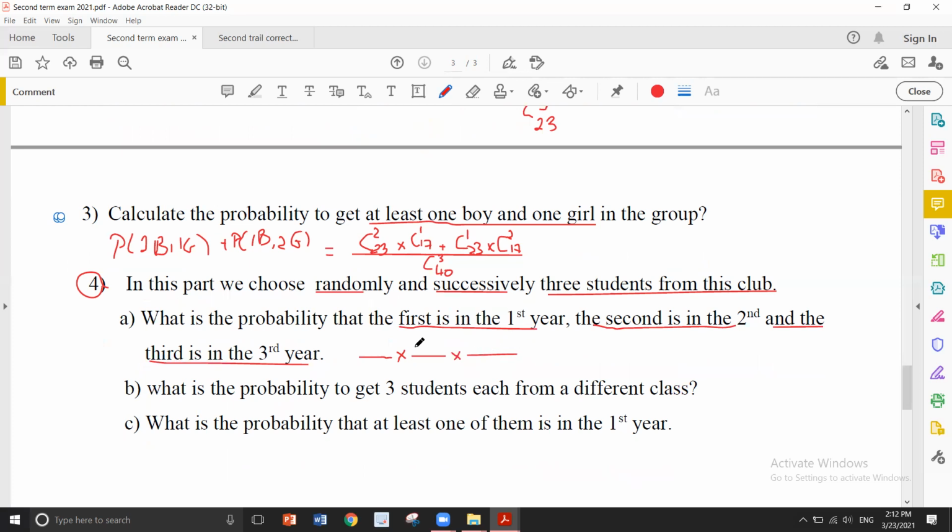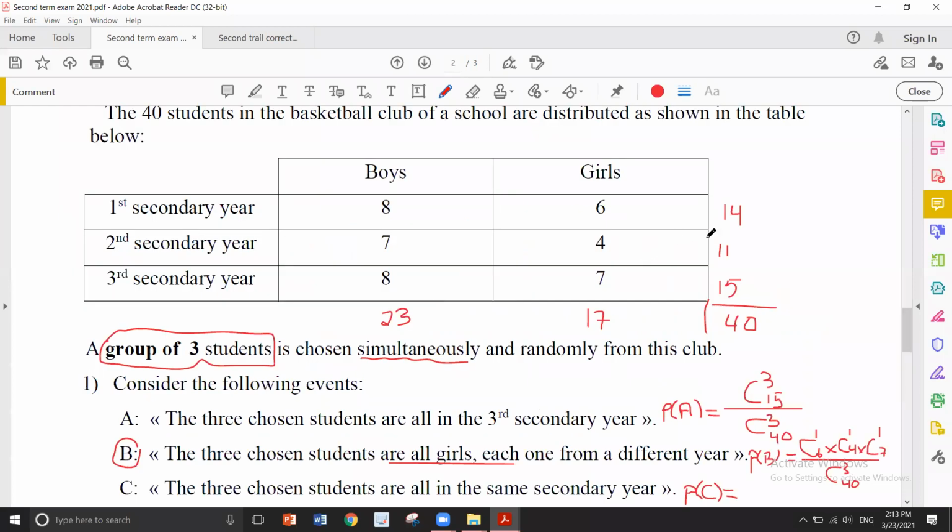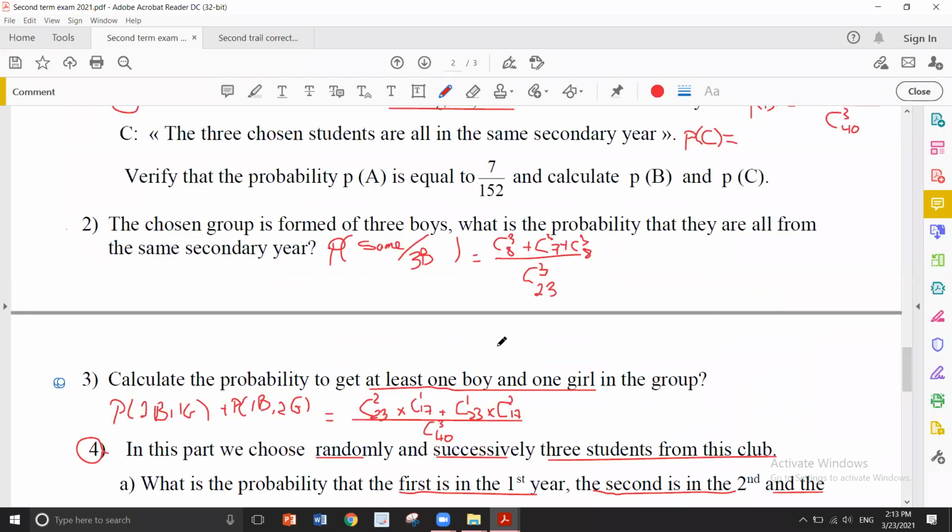I put 3 overs. Total here is 40 for the first student. Second student is 39. And this is 38. I need the first student in the first year. The first year I have 14, 11, 15.